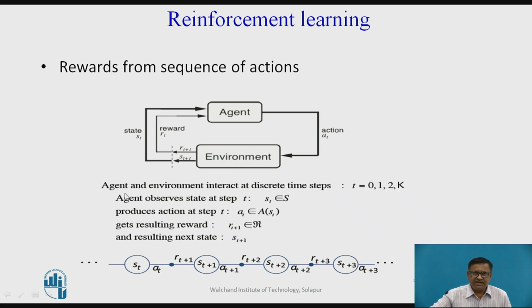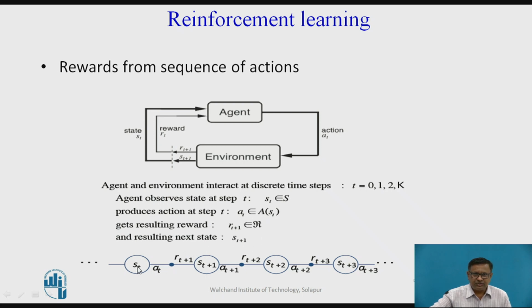This way, agent and environment interact at discrete time steps called 0, 1, 2 up to k. So t is the variable. The agent observes state at step t, that is St belongs to the set S, produces action at step t, that is At belongs to A of St, gets the resulting reward, that is R of t plus 1 belongs to the set of rewards or punishments, and goes to the next state, that is called S of t plus 1.